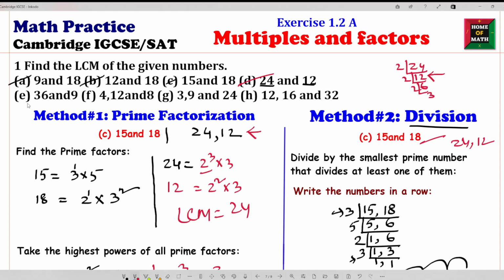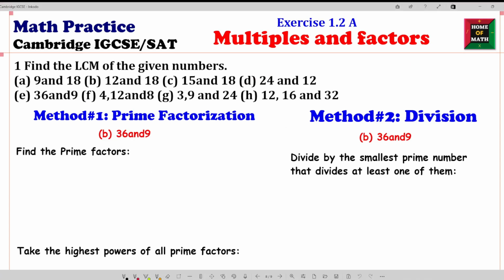So number A, B, C, D done. Now let's start number E. 36 and 9. Prime factorization. Find the prime factors. So 36, we can write, once we divide by 2 it will be 18, divide by 2 is 9, divide by 3 is 3, so 2 square times 3 square, right?